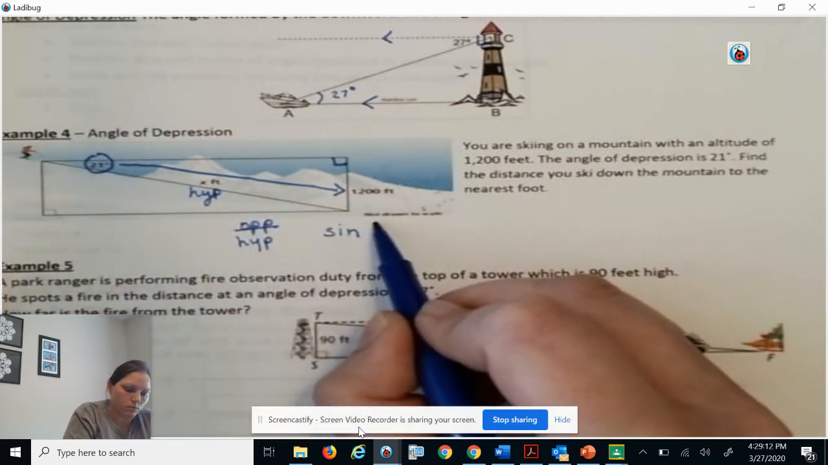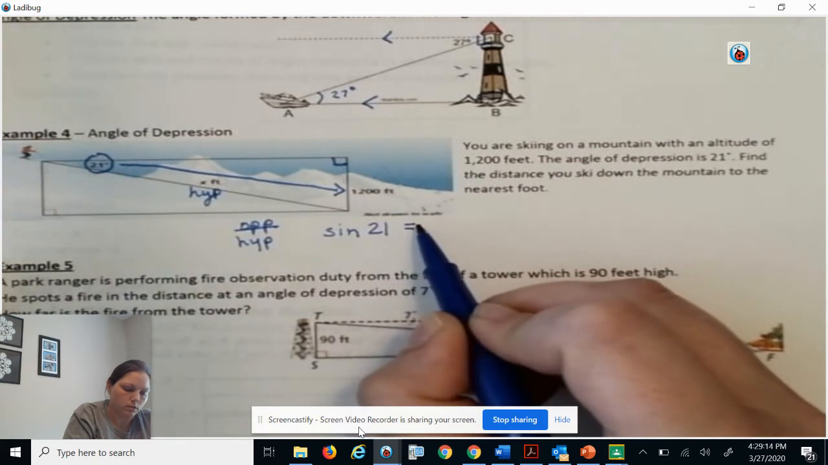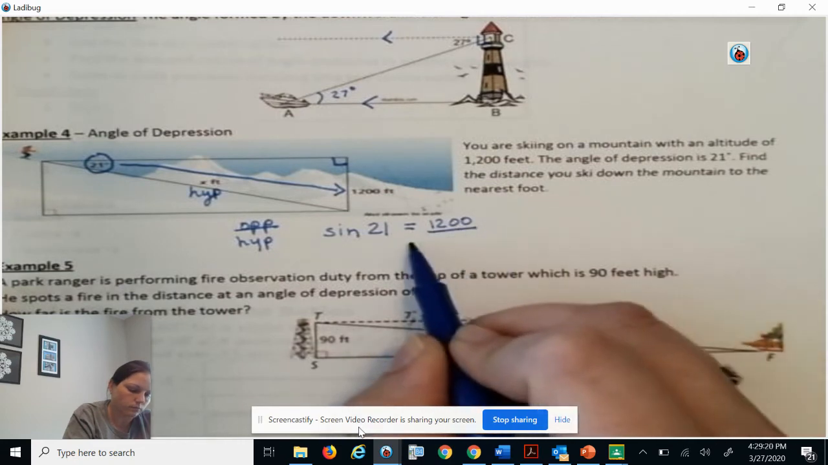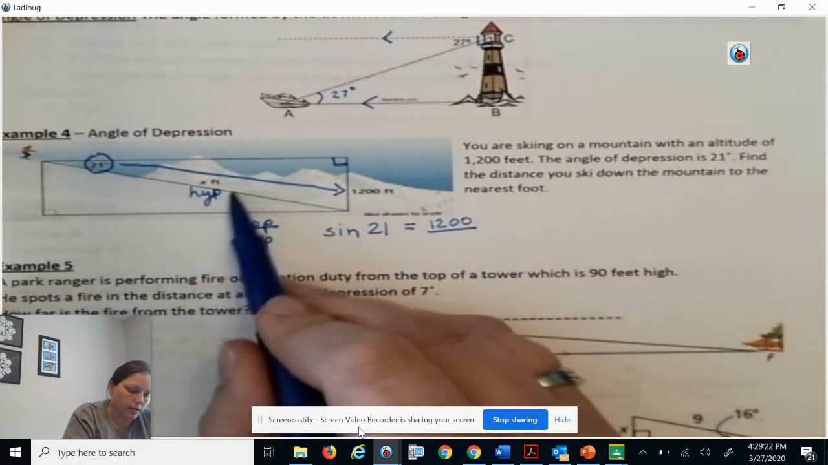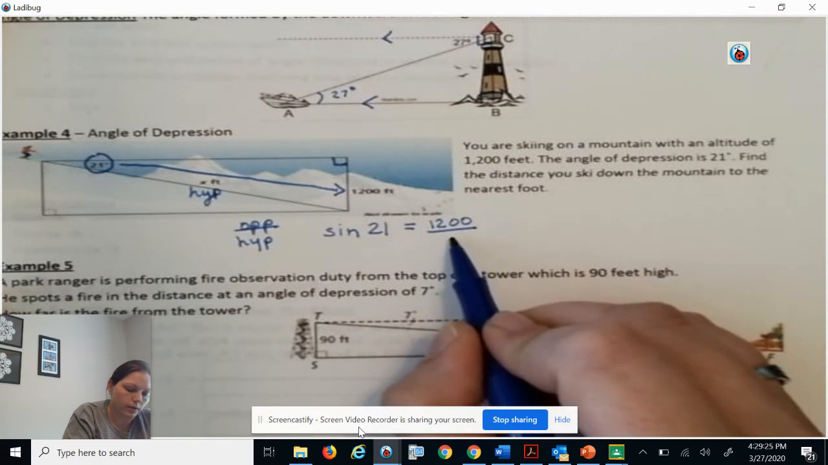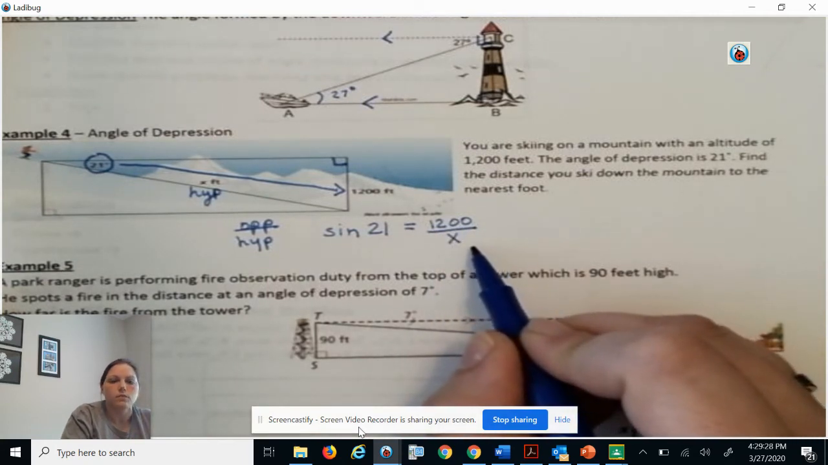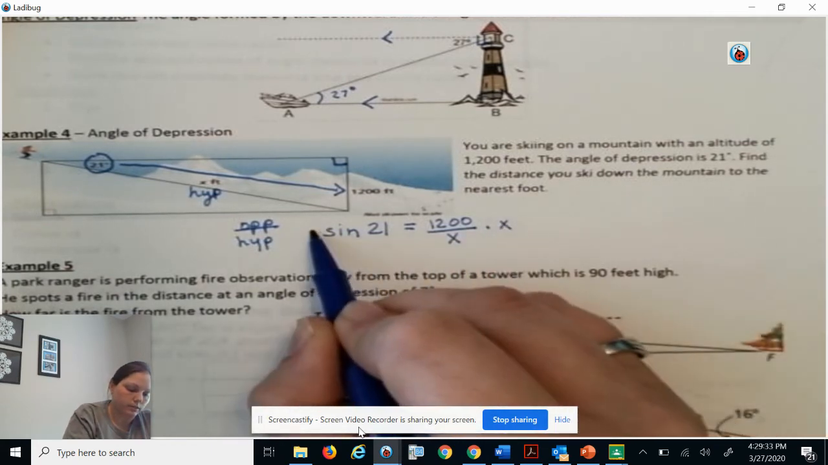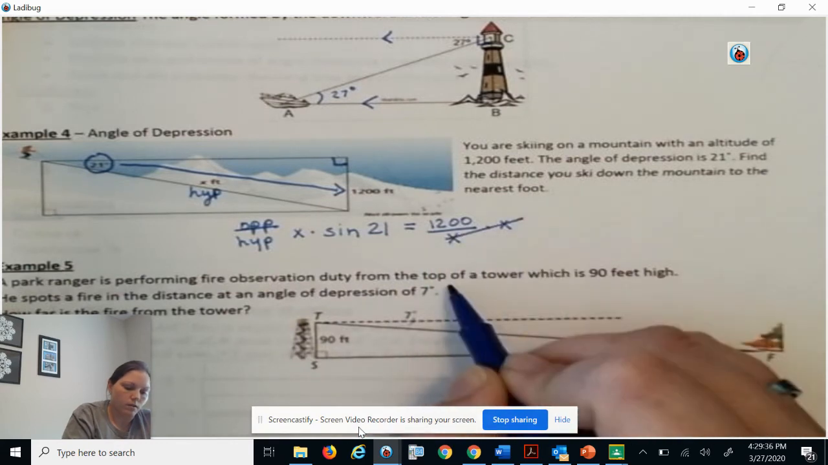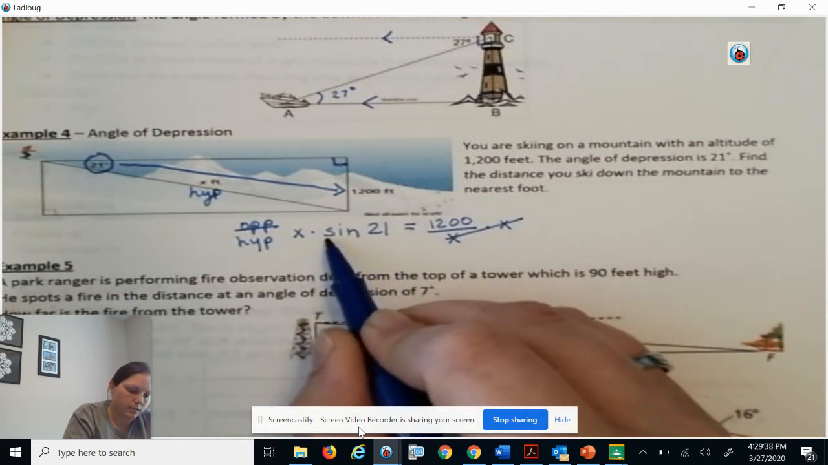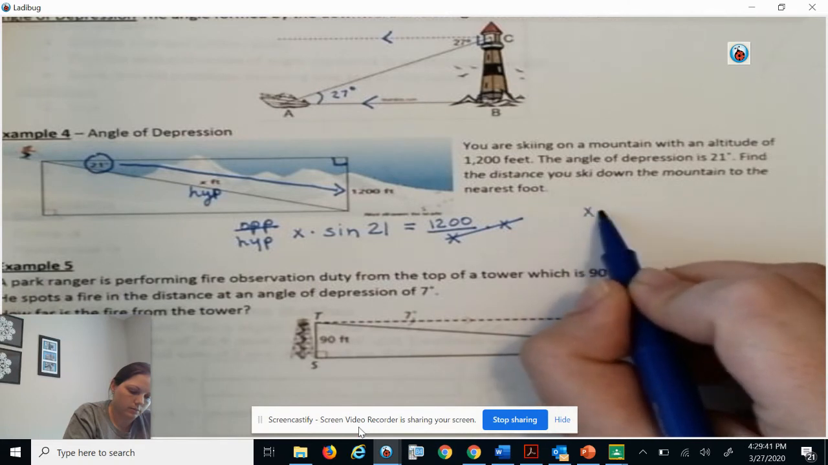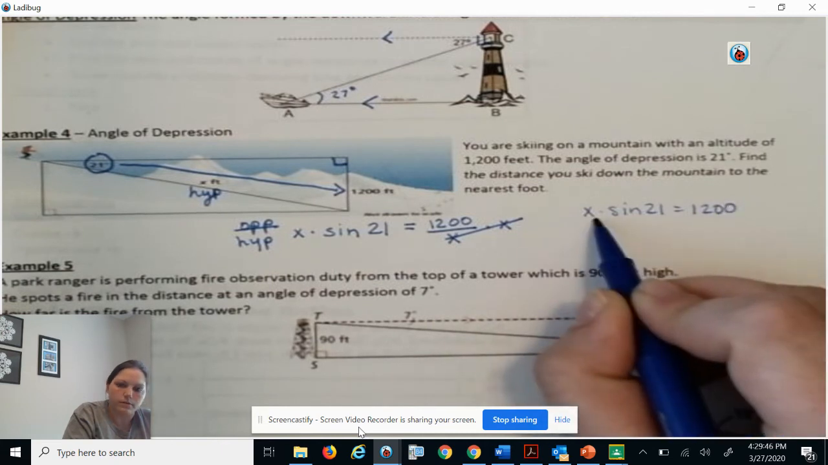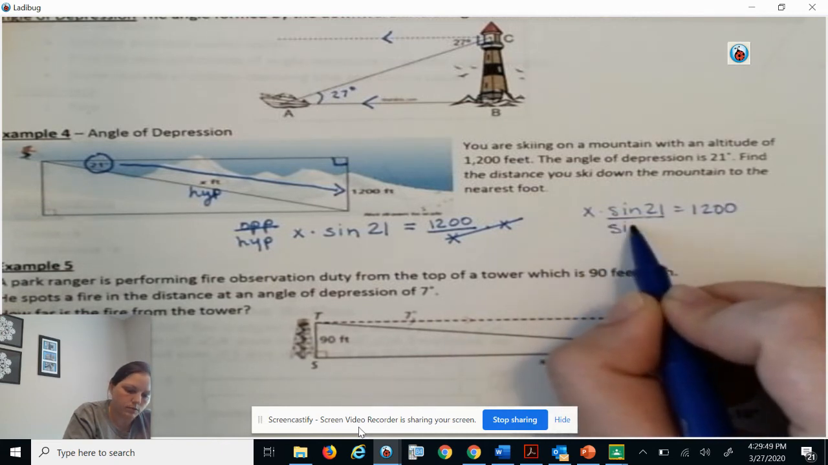Our degree measure is sine of 21 equals the opposite, which was 12,000. Oh, not 12,000, 1,200. And my hypotenuse is what I don't know, it's the x. So get rid of the fraction by multiplying by x. And then I want to solve for x, let me rewrite that. We'll solve for x by dividing by the sine of 21.